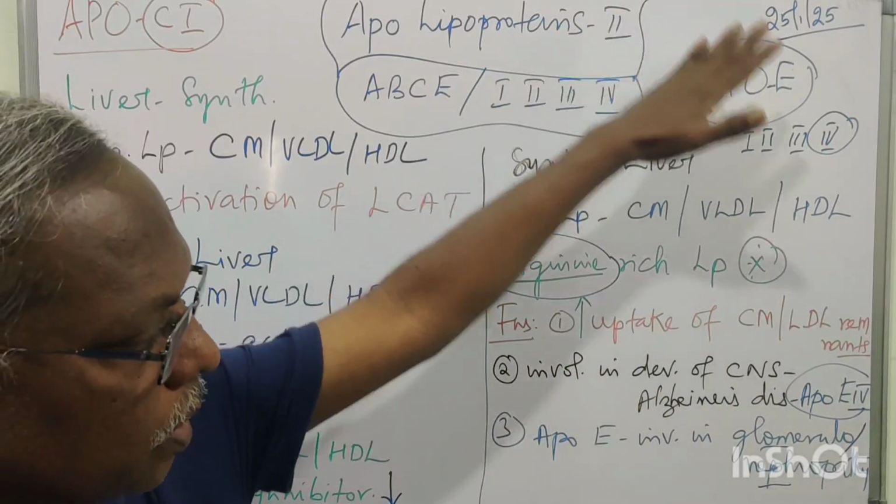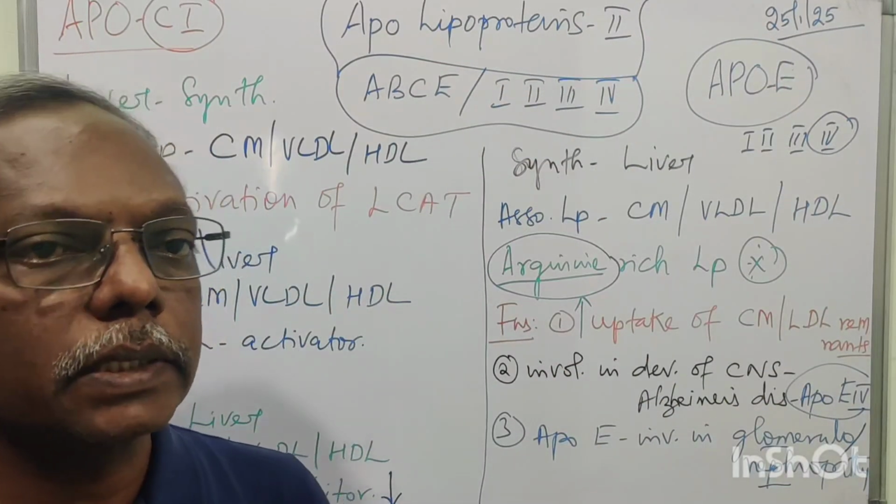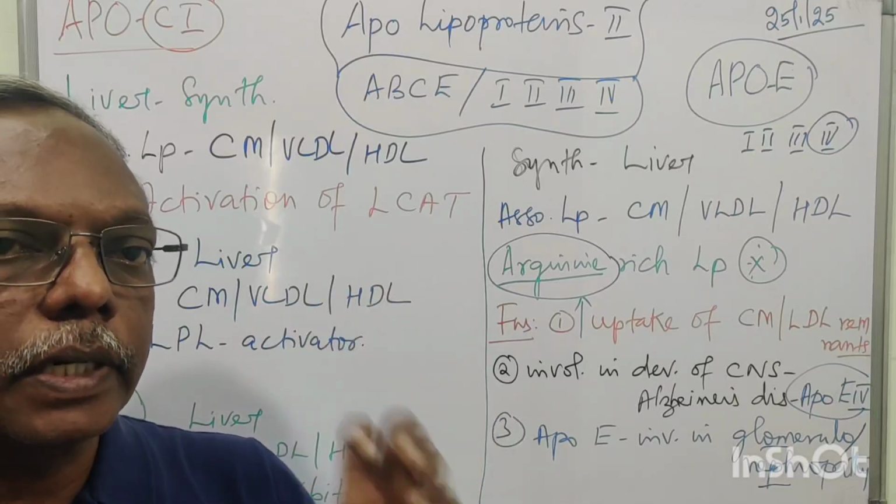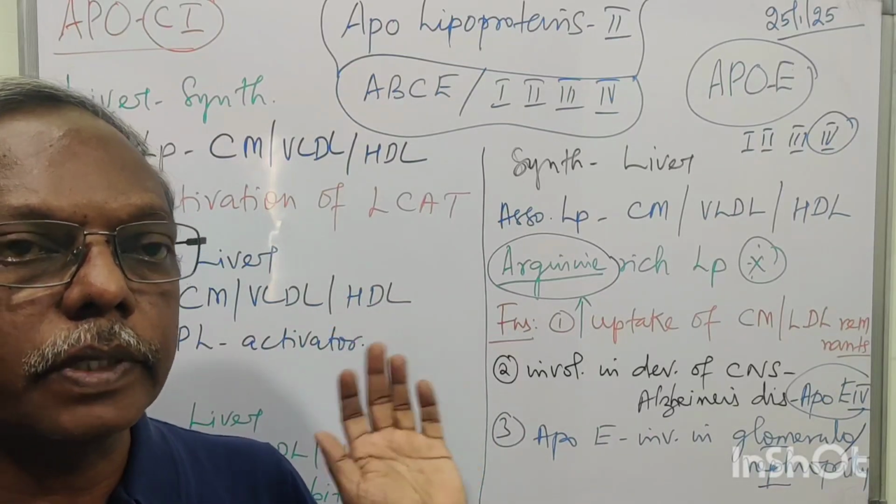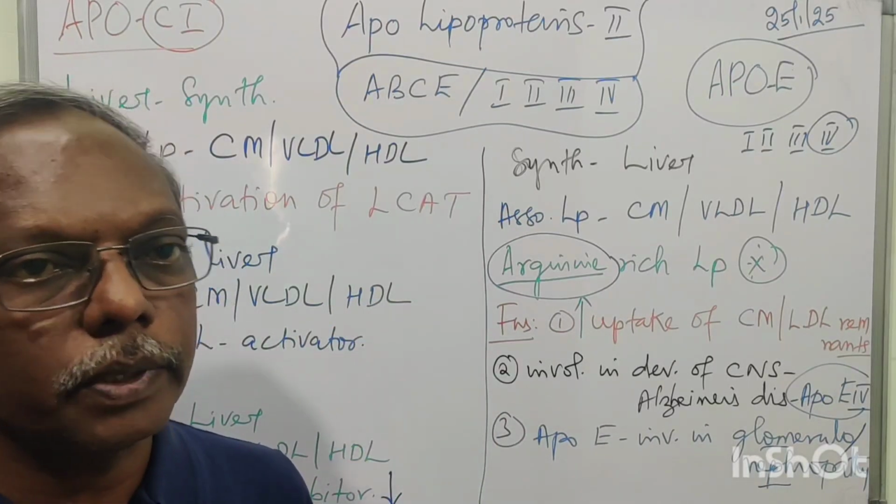So like that, you have to mention minimum 3 points, maximum 4 or 5 points for each and every type of apolipoprotein. It is very, very important. Short notes from lipid metabolism.